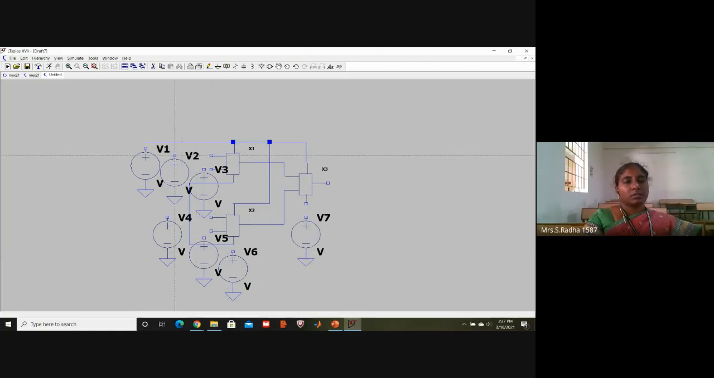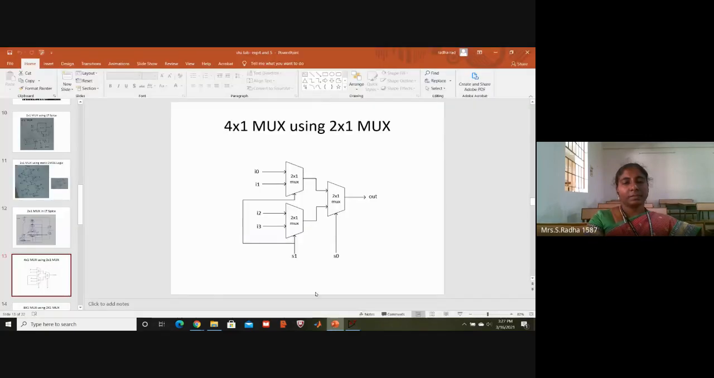And now this is first input of multiplexer, second input of multiplexer. This is the third input of multiplexer. This is the fourth input of multiplexer. And this is the selection line first stage, selection line second stage. This is VDD. Now if you see the circuit diagram, second stage it is S0, first stage it is S1.